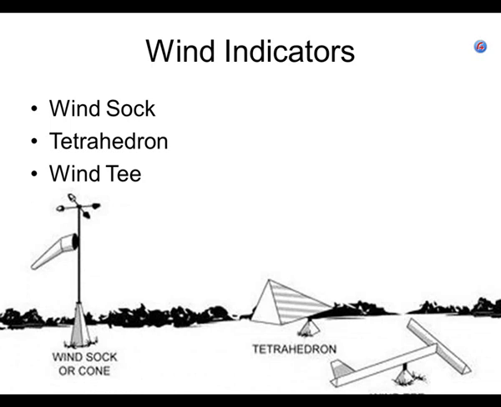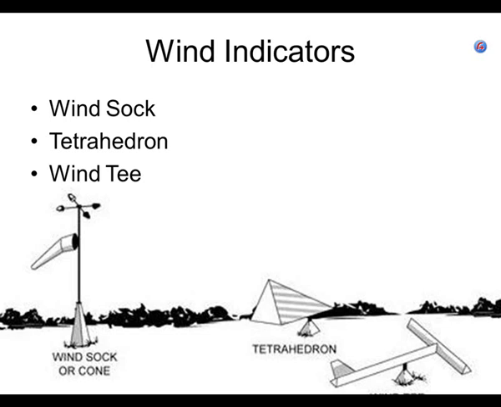So a windsock is pretty easy. One on one of the buildings around here at college. Wind blows it, tail points the building. You can see the tetrahedron down there. The tetrahedron is going to point towards the direction the wind is coming from.